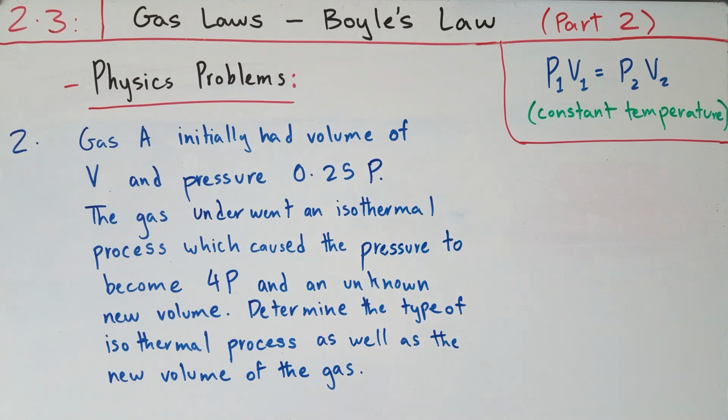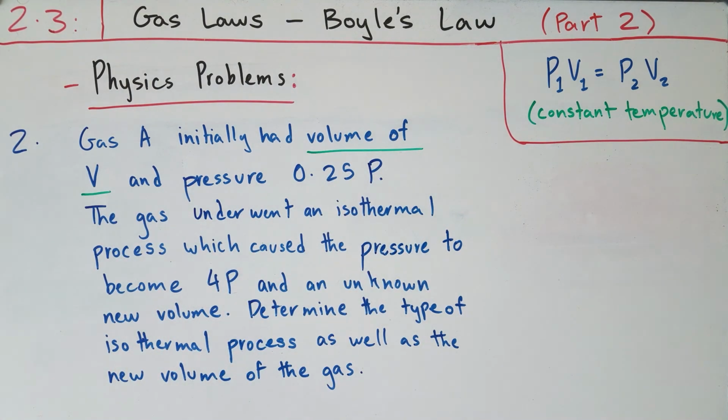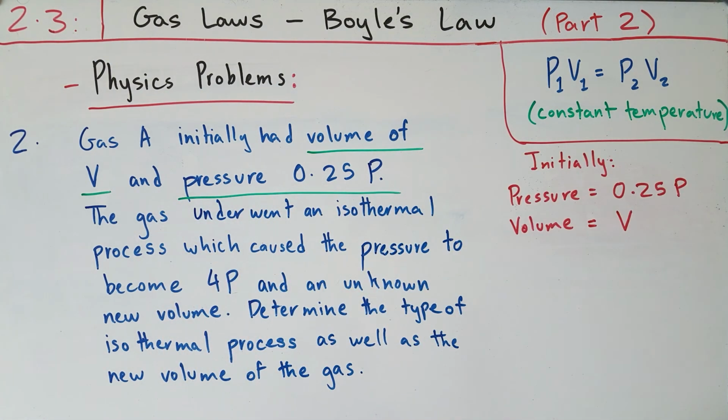And we're asked to find the type of isothermal process as well as the new volume of the gas. Let's go through this question again and identify some values and key points. So we're given gas A initially had volume of V, and we also know that it initially had a pressure of 0.25 P. So we could write this down as initially the pressure equals 0.25 P and volume equals V.